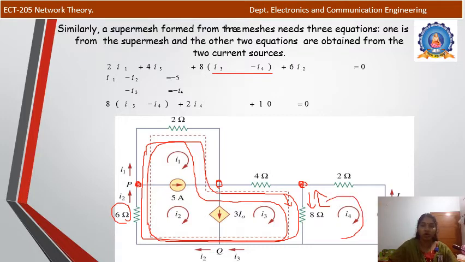This mesh is the normal mesh. Applying the KVL at this mesh, we get 8 times I3 minus I4 plus 2I4 plus 10 volt, since there is a 10 volt battery source, equal to 0. By solving these 4 equations, we get the currents I1, I2, I3 and I4, so we can find the mesh currents.